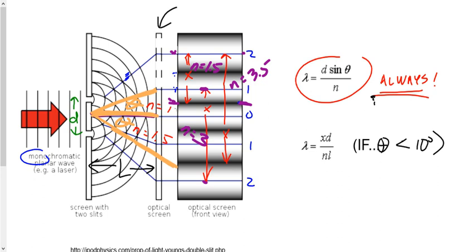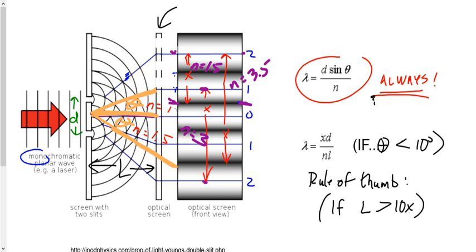So I have a little rule of thumb that doesn't always help us avoid finding the angle, but it does most times. Here's your rule of thumb: this equation will absolutely work if L is greater than 10 times x. If you take your value for x and multiply it by 10, and L is bigger than that, you are 100% for sure good to go with that equation.